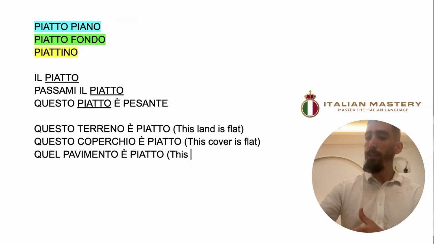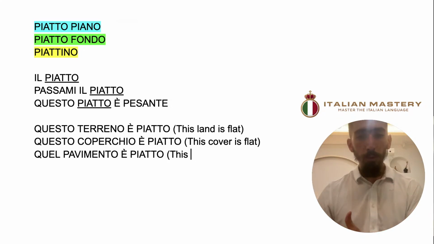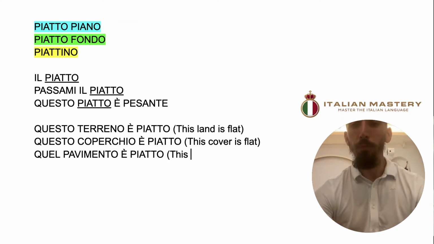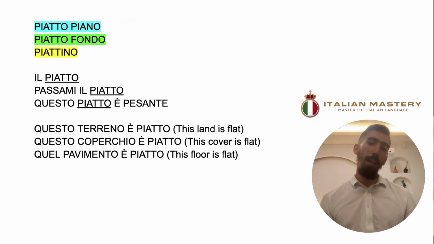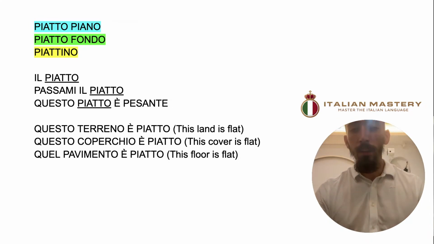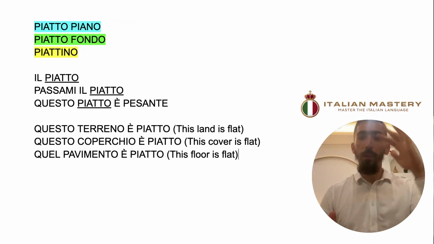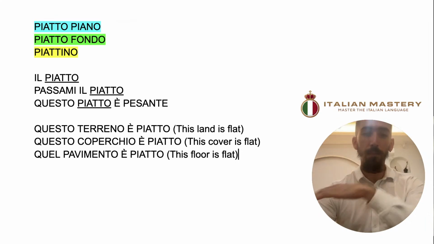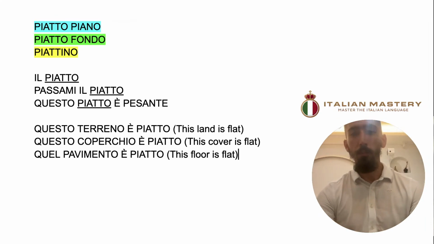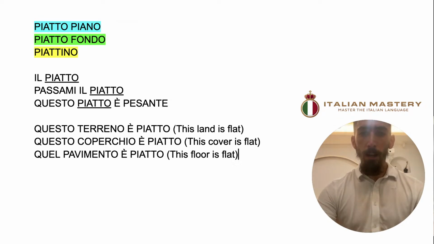Oh, il pavimento è bagnato. The floor is wet. Il pavimento è piatto. This floor is flat. This is a bit of a stupid example because the floor tends to be flat, right? I mean, I've never seen a floor that comes in all wavy and stuff, but I suppose there might be. Right. So this is the word piatto.